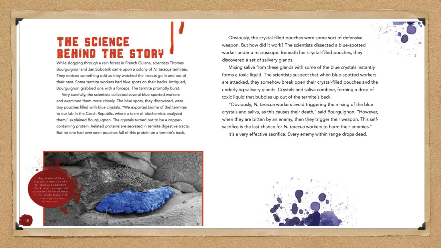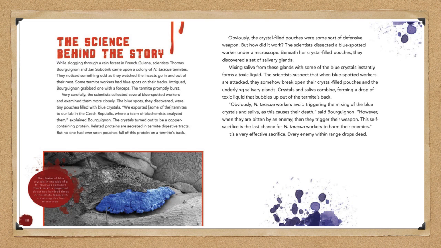The scientists dissected a blue-spotted worker under a microscope. Beneath her crystal-filled pouches, they discovered a set of salivary glands. Mixing saliva from these glands with some of the blue crystals instantly forms a toxic liquid. The scientists suspect that when blue-spotted workers are attacked, they somehow break open their crystal-filled pouches and the underlying salivary glands. Crystals and saliva combine, forming a drop of toxic liquid that bubbles out of the termite's back.